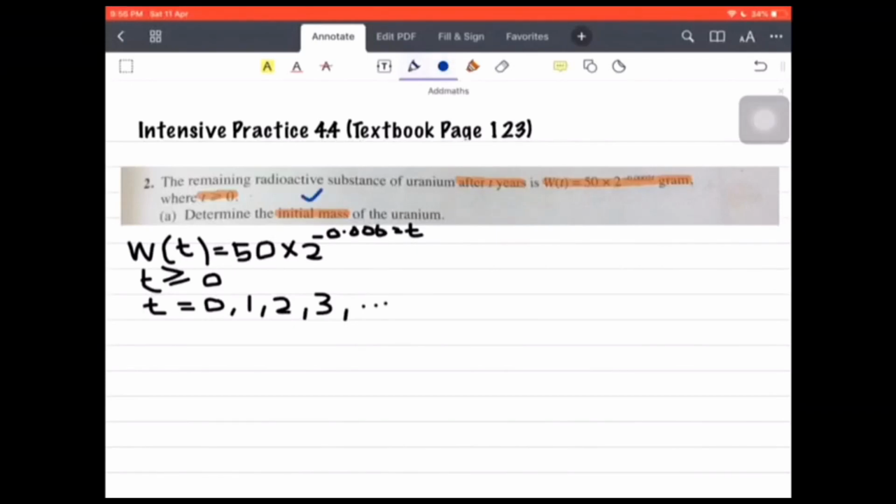Question A, determine the initial mass. And substitute into the equation.